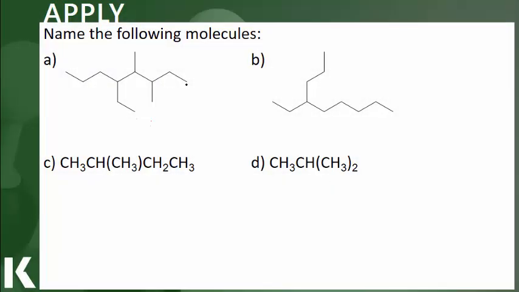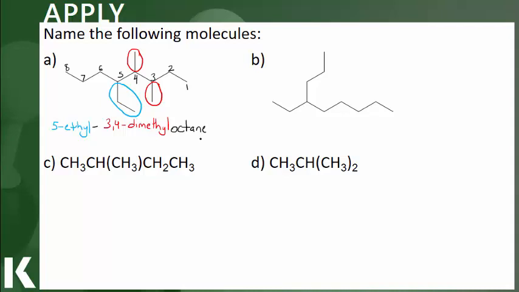Starting with A, this backbone is numbered 1, 2, 3, 4, 5, 6, 7, 8, and contains 3 substituents. 2 substituents are methyls on carbon 3 and 4, so this is 3,4-dimethyl, and 1 is an ethyl on carbon 5. Alphabetically, E comes before M, so this is 5-ethyl 3,4-dimethyl octane.